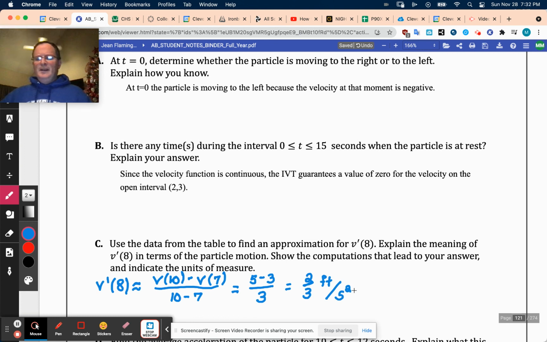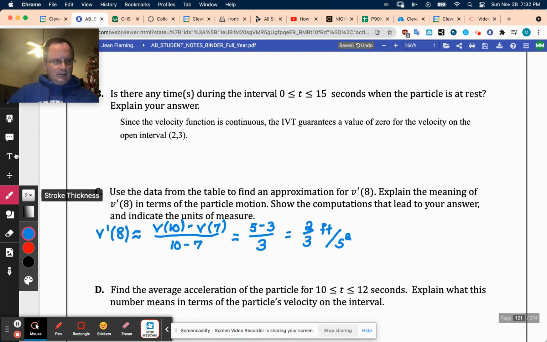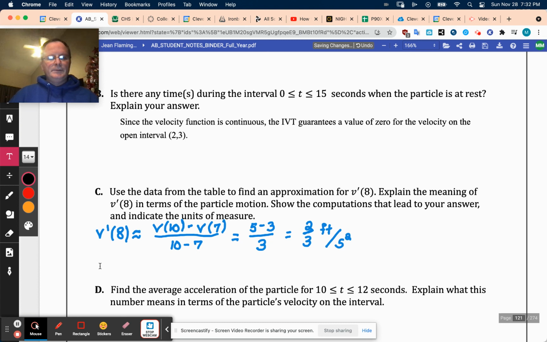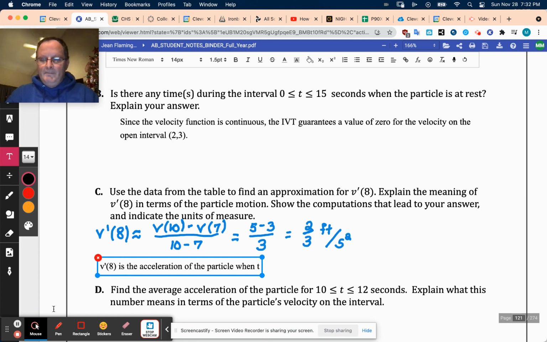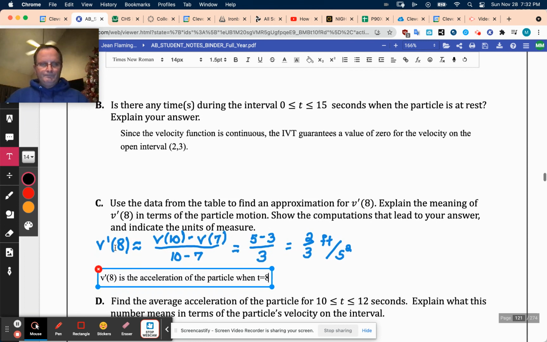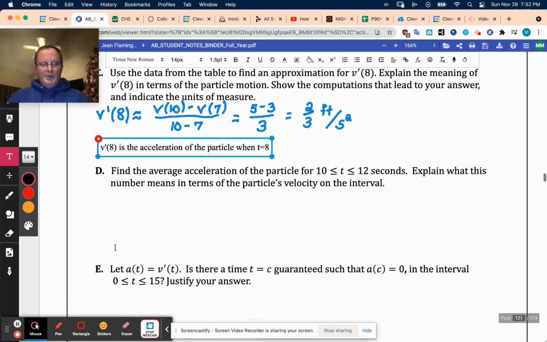And the meaning of it, we said it, but we haven't typed it out. So V prime of 8 is the acceleration of the particle when t equals 8. All right, we got a couple more here. We'll stop there on this one.